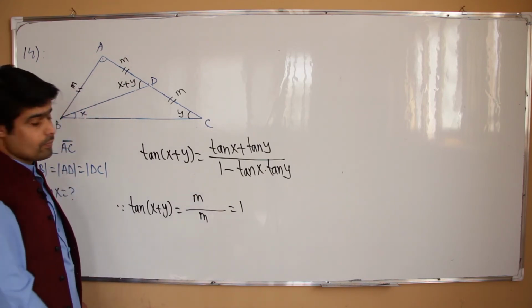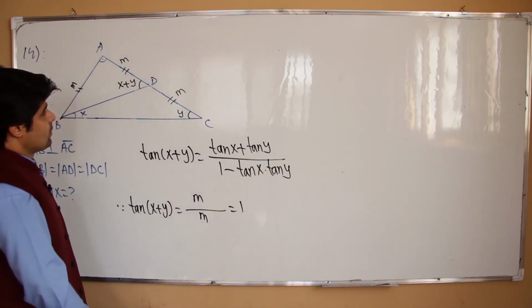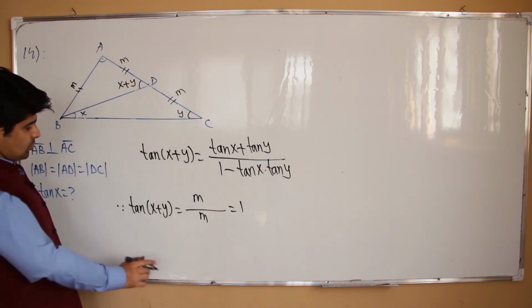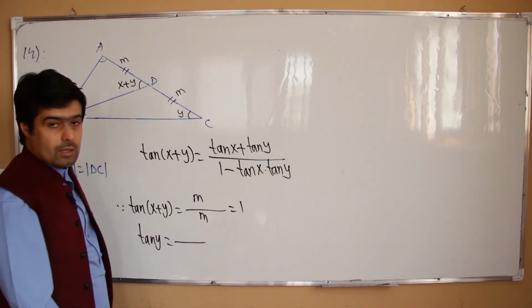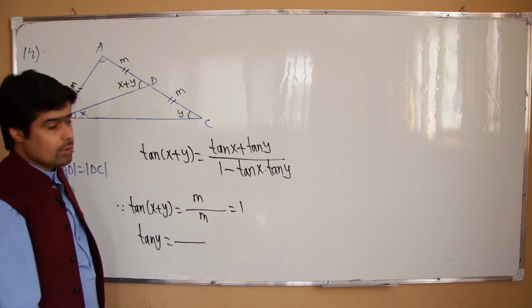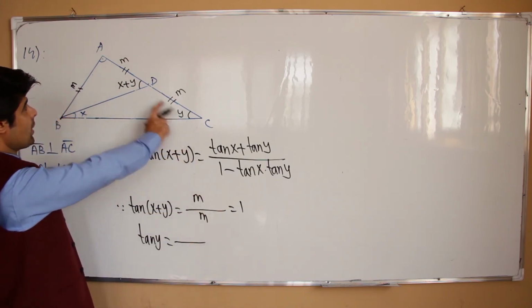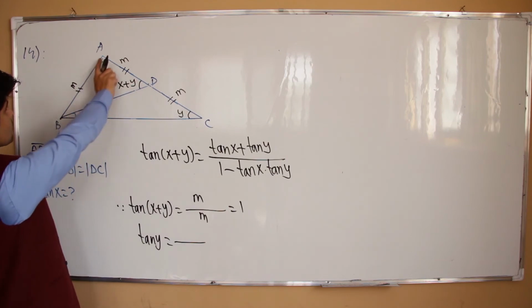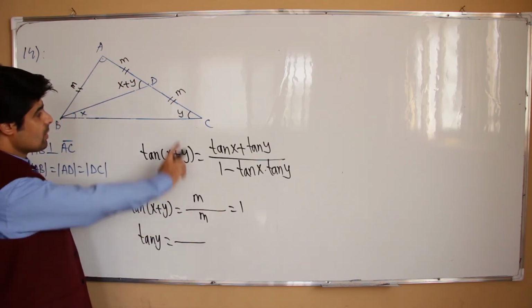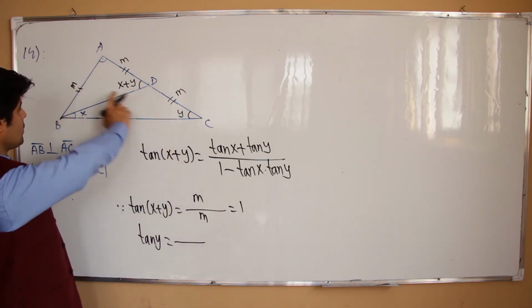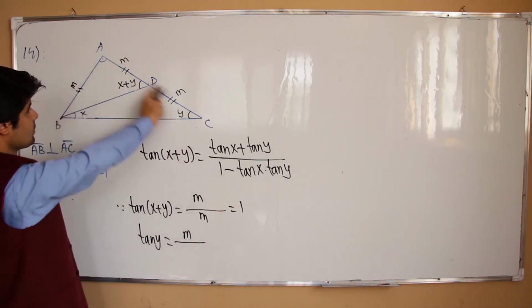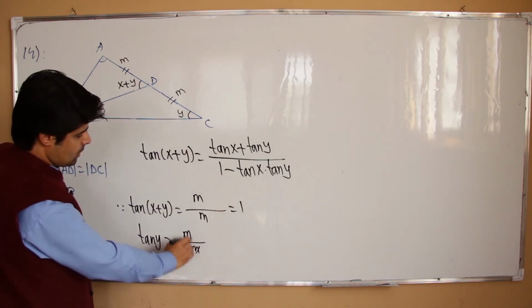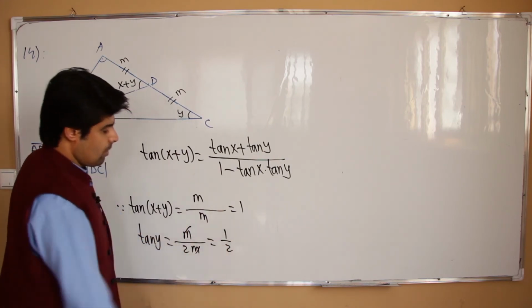Am I right? Yes. If I want to define tangent of y, first you have to look whether this one is in a right angle triangle or not. Listen, y is located in a right angle triangle. If it is located, what's the opposite for y? m. And what's the adjacent? 2m. It is cancelled, 1 by 2. Am I right or not?